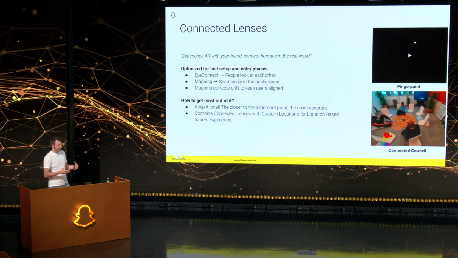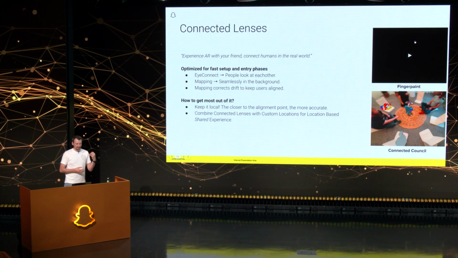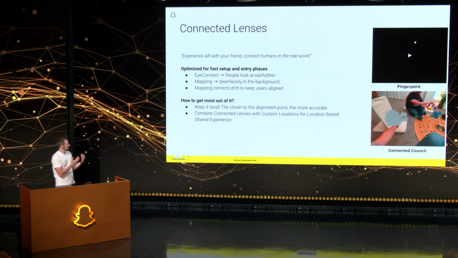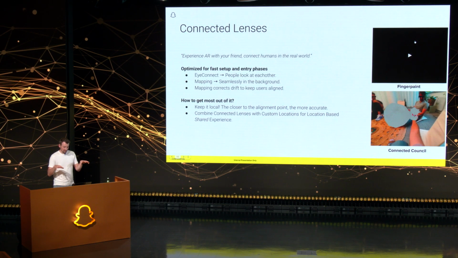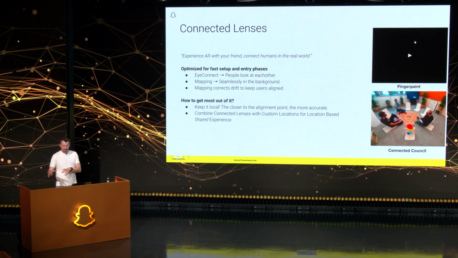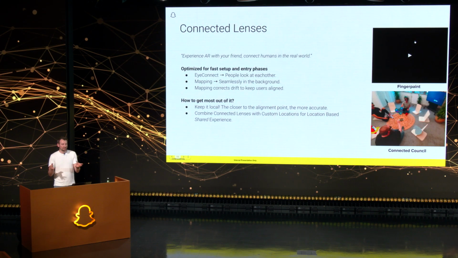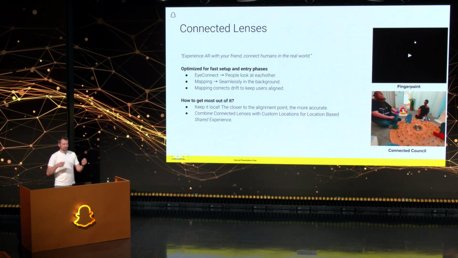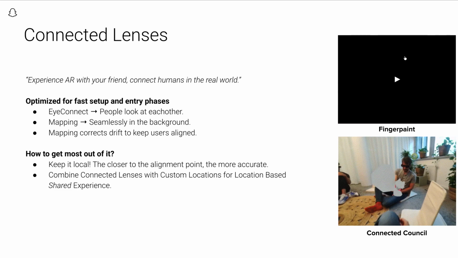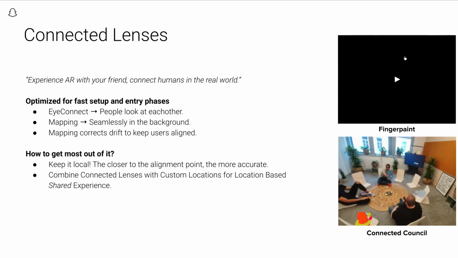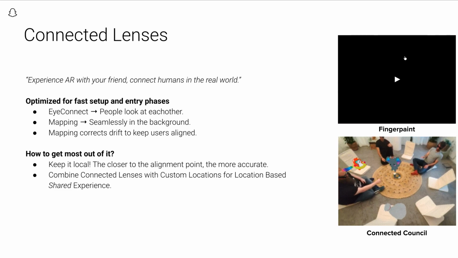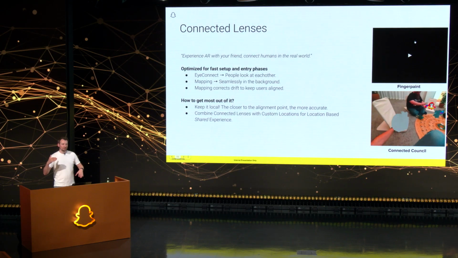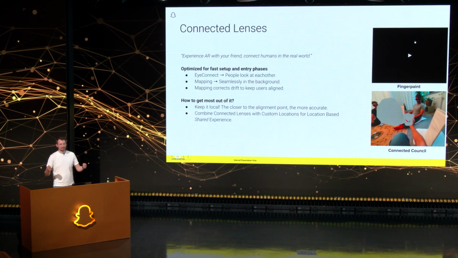However, also here, if you want to get a very accurate connected lens, what you can actually do is you can keep it local. That means you just try to connect in an environment. You stay there where you started the lens, and you don't start the lens over here, and then you just run away 100 meters, and you start the experience over there. Also very powerful here is that you can combine connected lens with custom locations. That means you can create a custom location up front that will be used for aligning spaces, but then other users can just join that experience, and you can then experience something together.